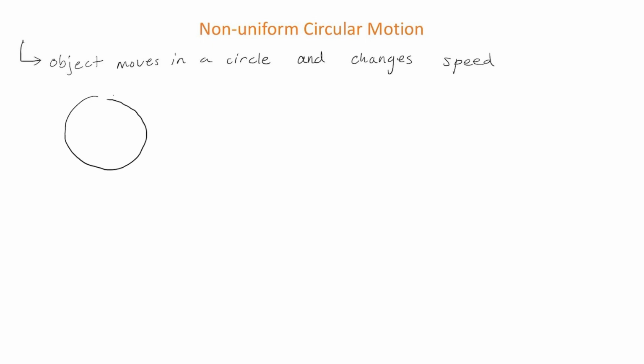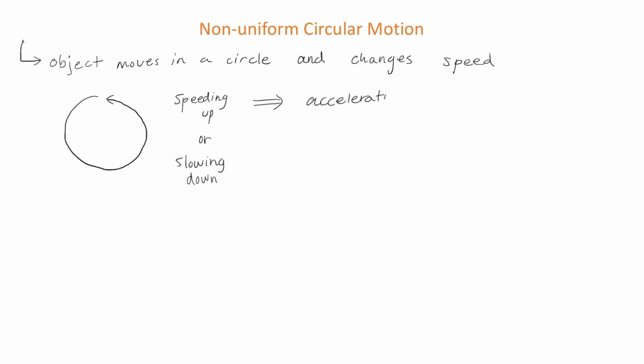In this video, we will discuss non-uniform circular motion. This is when an object moves in a circle and changes speed. So as the object is moving in a circle, it's speeding up or it's slowing down. So what causes an object to speed up or slow down?